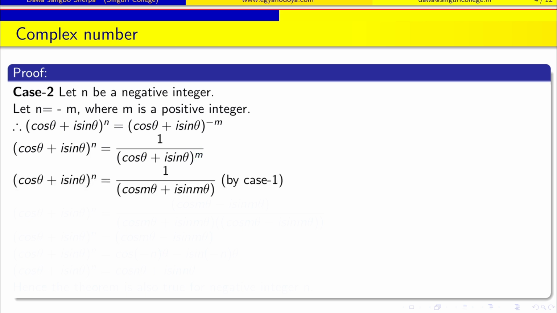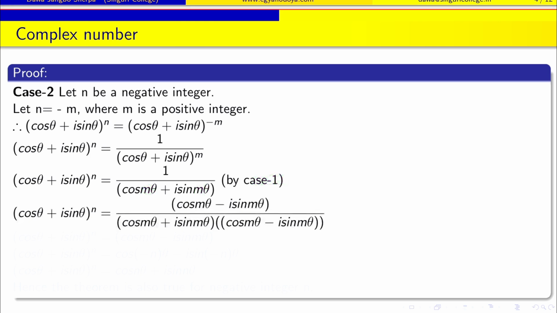That means (cos theta plus i sin theta) to the power m will be cos m theta plus i sin m theta by case 1, which is the case when the power is a positive integer. Now multiplying and dividing by cos m theta minus i sin m theta, we will get cos m theta minus i sin m theta, because the denominator is cos square m theta plus sin square m theta, that is 1.